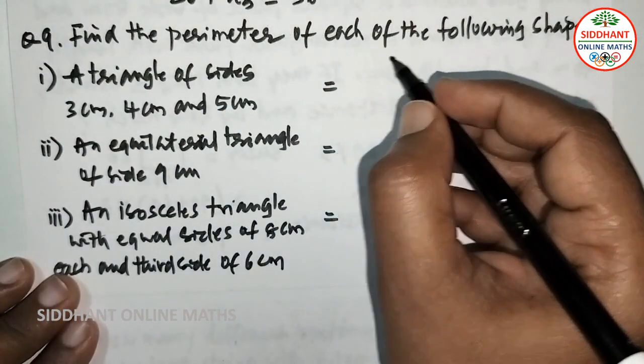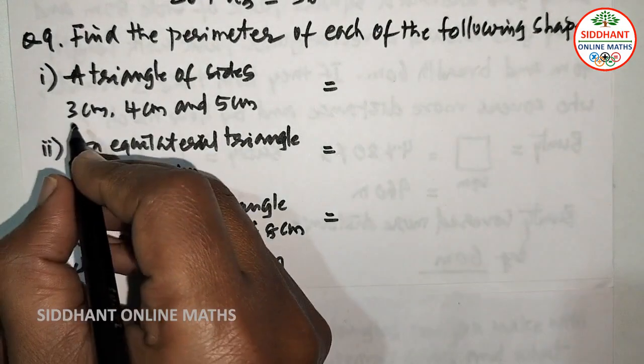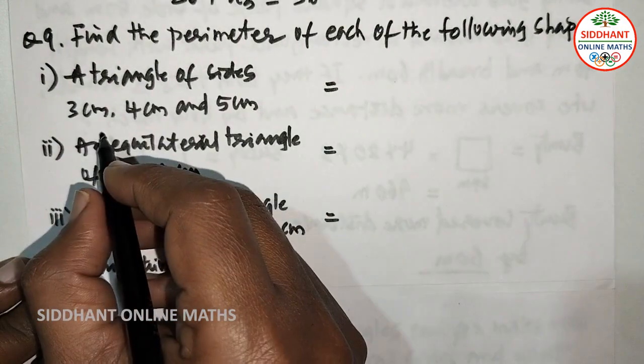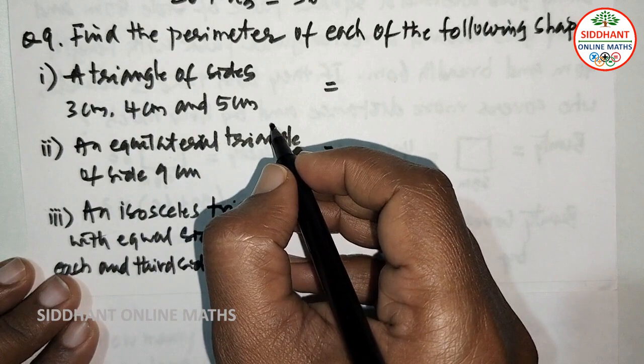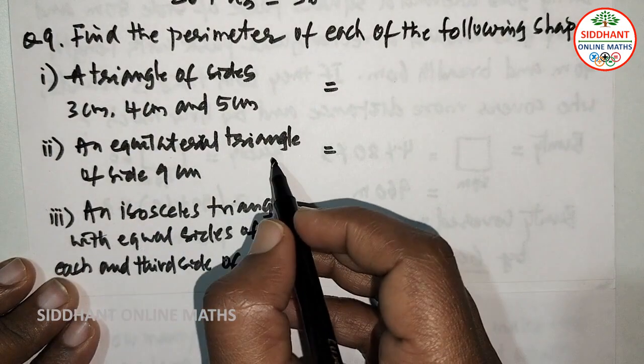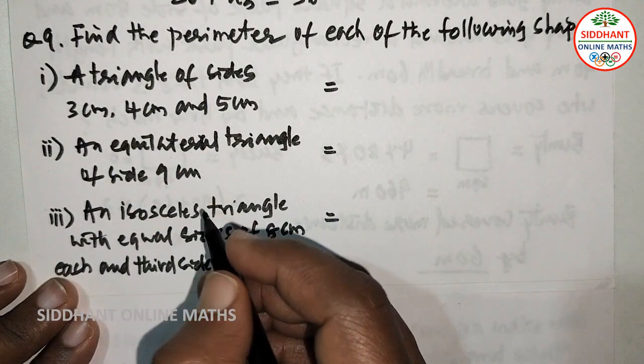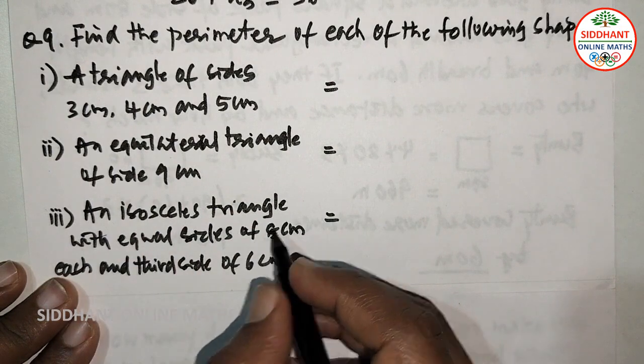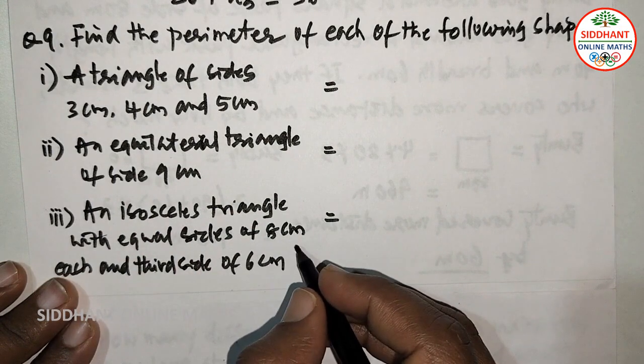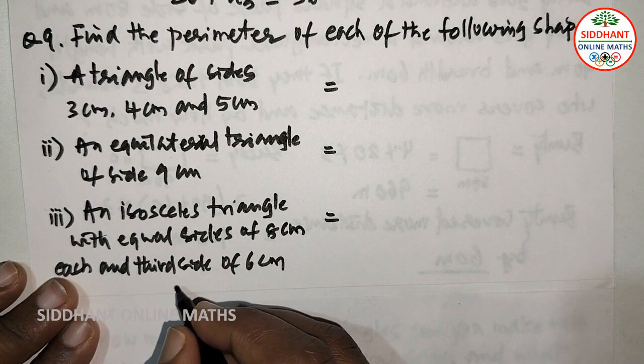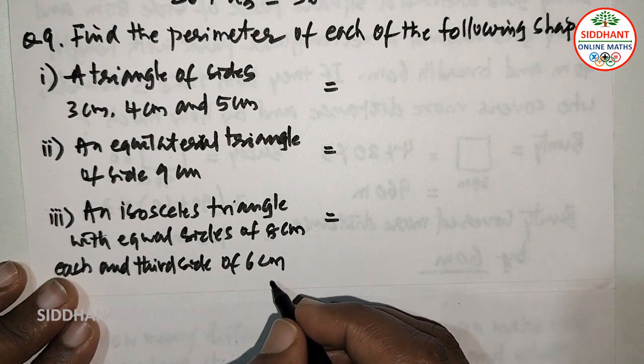Question number 9. Find the perimeter of each of the following shapes. First one, a triangle of sides 3 centimeters, 4 centimeters and 5 centimeters. Second, an equilateral triangle of side 9 centimeters. Third one, an isosceles triangle with equal sides of 8 centimeters each and third side of 6 centimeters.